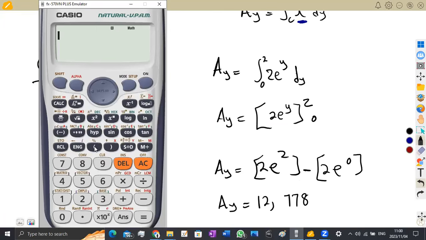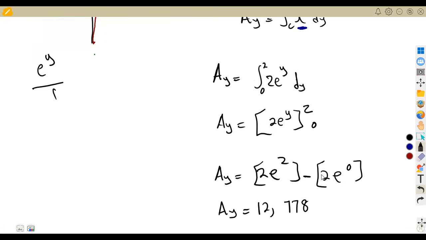So you can just have 2e, all right, that's e here to the exponent of 2, minus 2e to the exponent of 0. E to the exponent of 0 is a 1. So 1 times 2 is simply a 2 there. So we'll be having 12.778. So that is how you can calculate your area. You can just have your area directly like that.